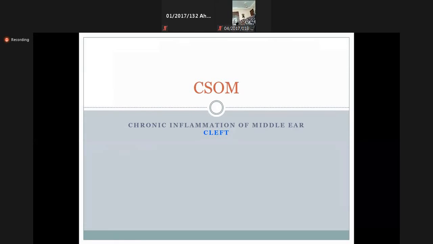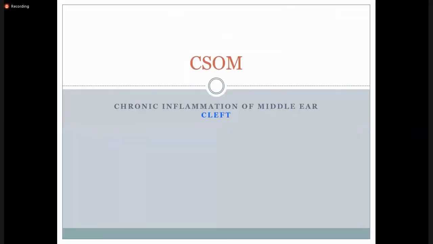Now, the most important type is CSOM, chronic suppurative otitis media. When you are asked for the definition of chronic suppurative otitis media, you can say chronic means more than 3 months duration. Otitis media means inflammation of the middle ear cleft, and suppurative means when it is associated with pus formation.